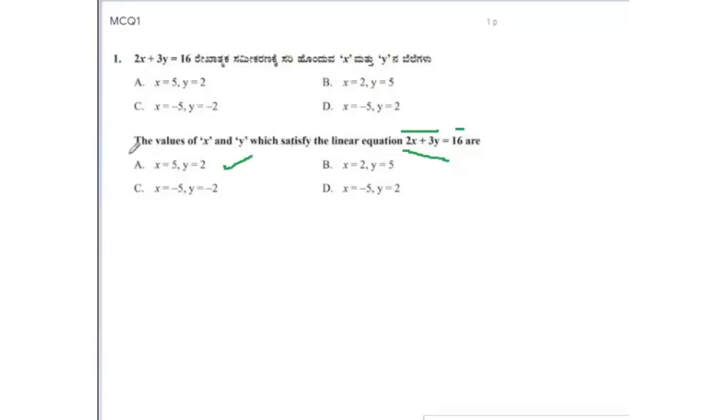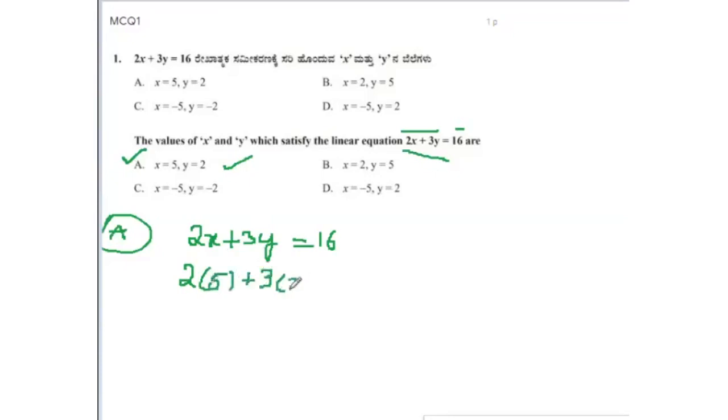Let us try with option A. We have to replace the values of x and y in the linear equation. The given linear equation is 2x plus 3y is equal to 16. So I am replacing the option A values, x as 5 and y as 2. 2 5s are 10, 3 2s are 6. 10 plus 6 is 16, which is RHS.